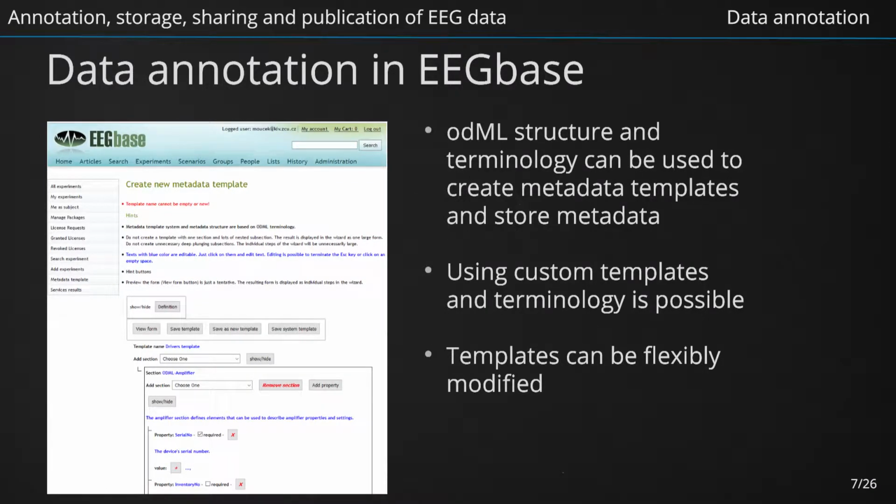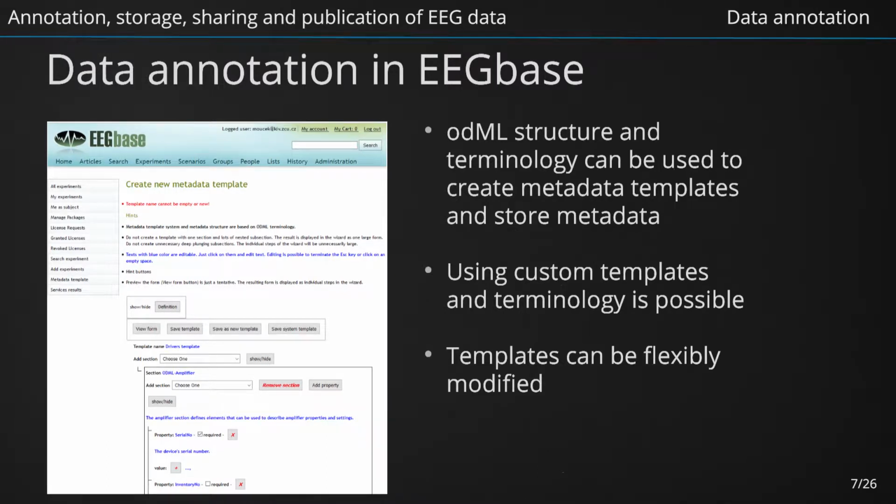To annotate EEG data practically, EEG Base allows experimenters to create custom metadata templates that have a form of tree structures and use the ODML terminology. This terminology can be easily and freely extended to save all obtained metadata related to the measurement, experiment, tested subjects, conditions, analysis, and so on.